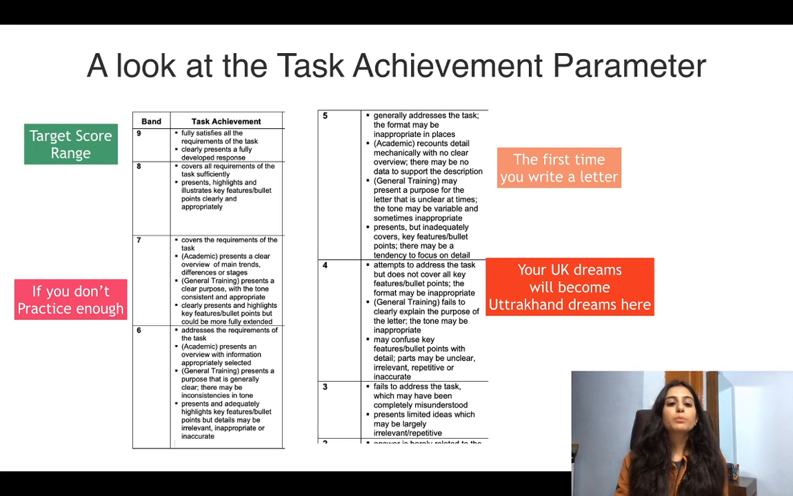And the last bullet point in your 7 band score descriptor is: clearly presents and highlights key features, bullet points, but could be more fully extended. So the reason why you would score a 7 band score is because of that 'but' there.